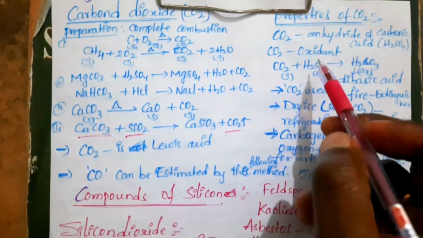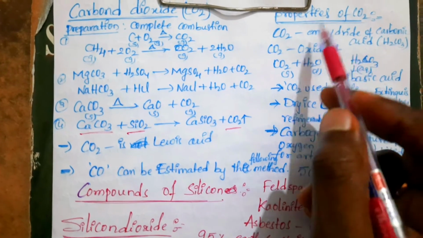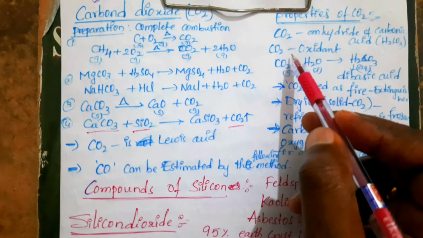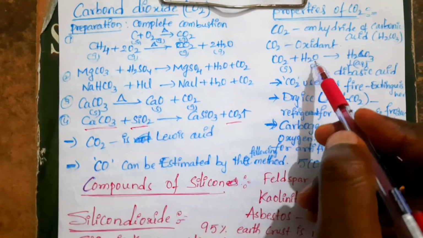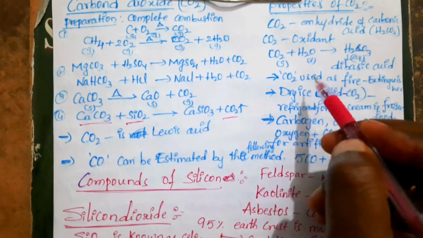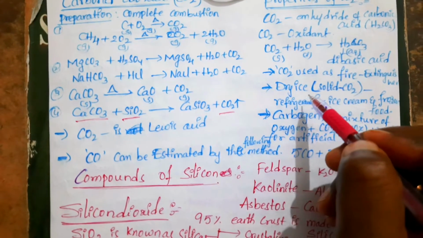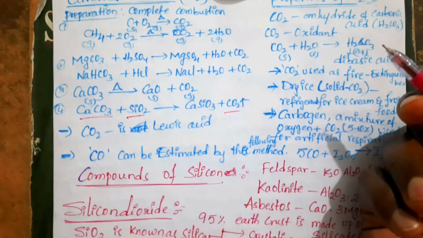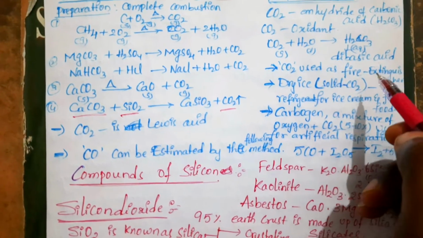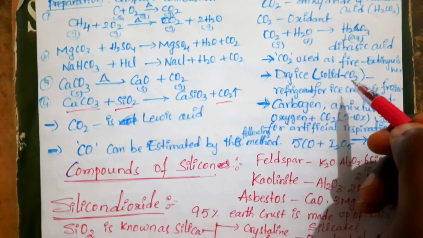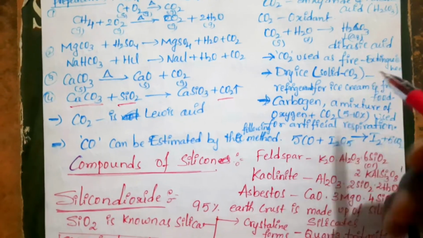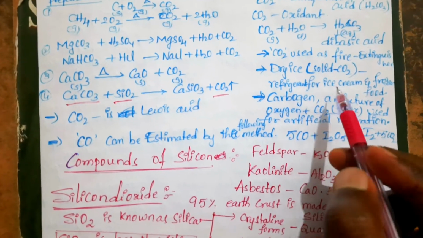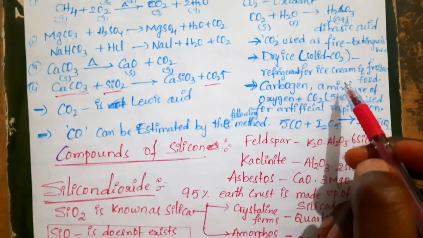You can see the properties. Carbon dioxide is an anhydride of carbonic acid. It has an acidic nature and is an oxidant. It forms carbonic acid, which is a dibasic acid. CO2 is used as what? A fire extinguisher, because it does not support the flame and can put off the flame as well. The dry ice, the solid form of CO2, is used as a refrigerant for ice cream as well as for frozen food.